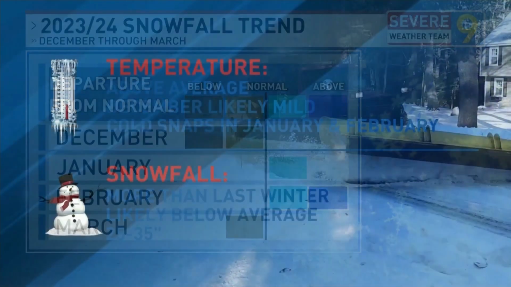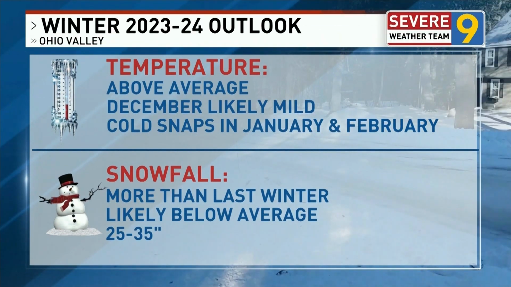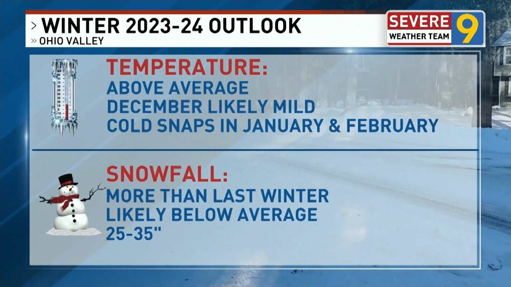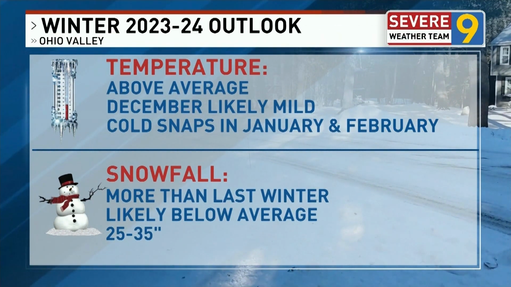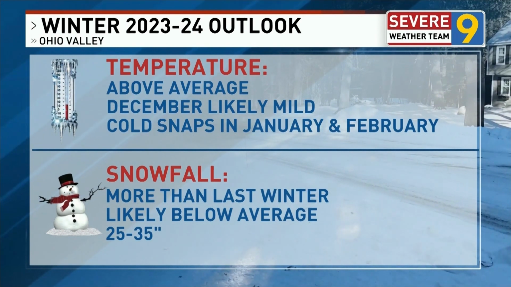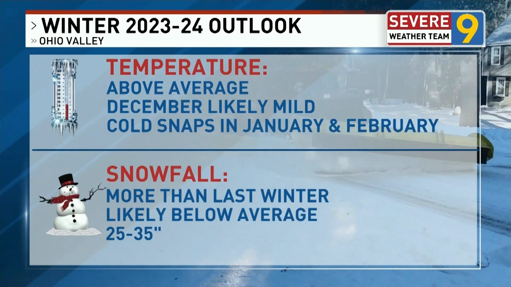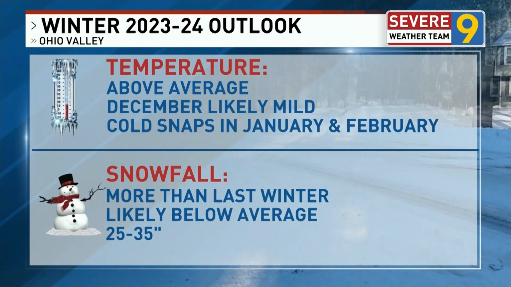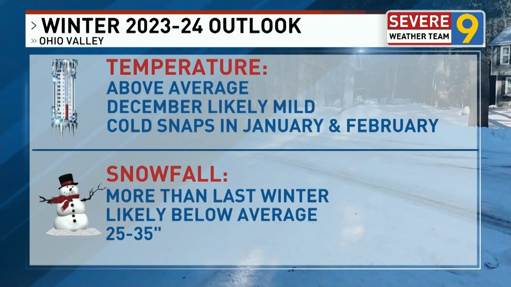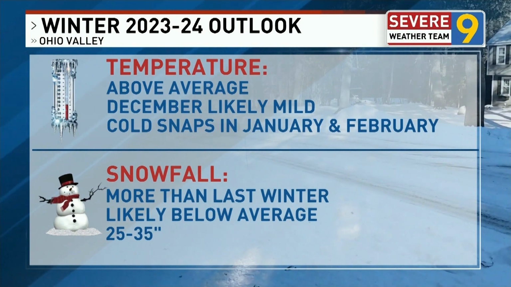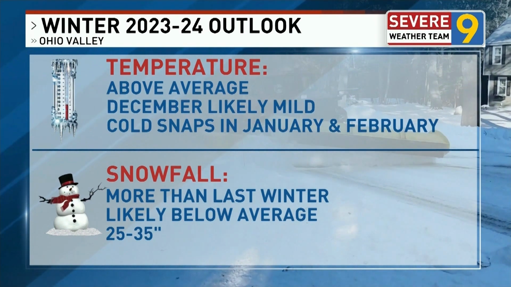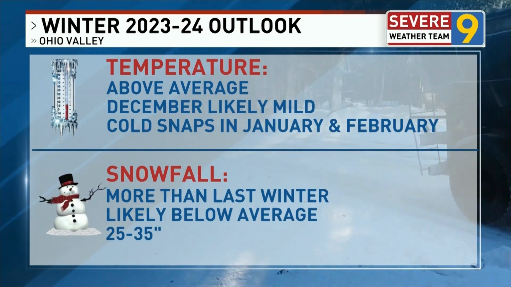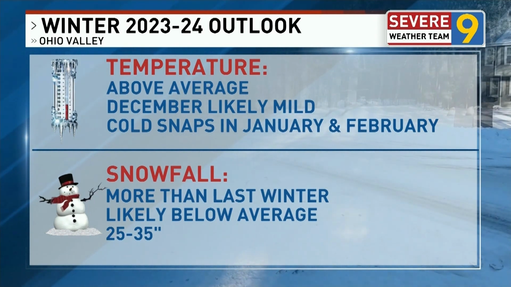So to put a bow on it and wrap it all up, what we're expecting this year: the temperature to run slightly above average, especially in December. December is going to be probably your longer period of milder weather, but there will be cold snaps in January and February. If you lay down snow, that just sort of refrigerates the air, and that could keep those cold snaps going. So if we're going to see prolonged cold spells, it's going to be during those months.